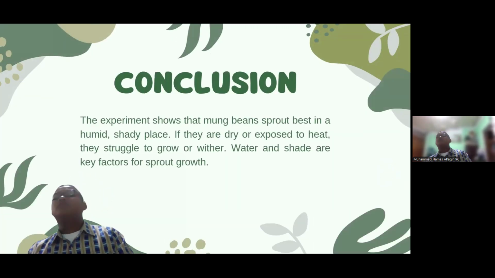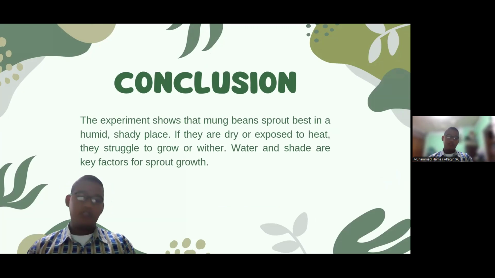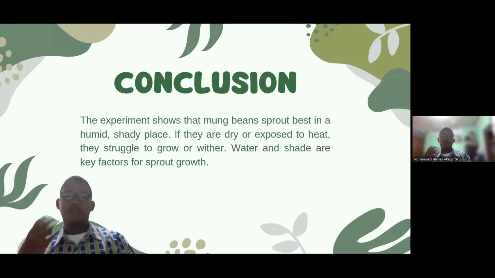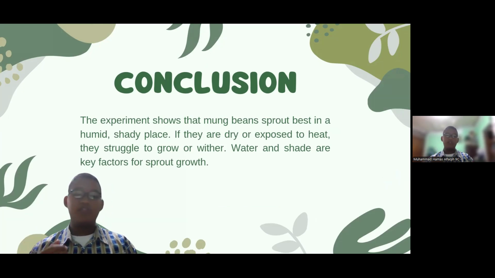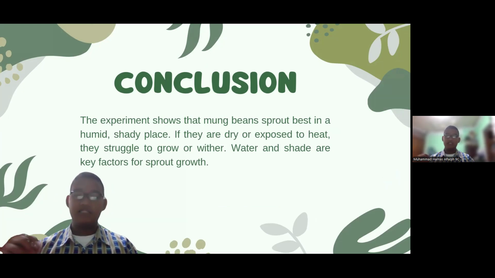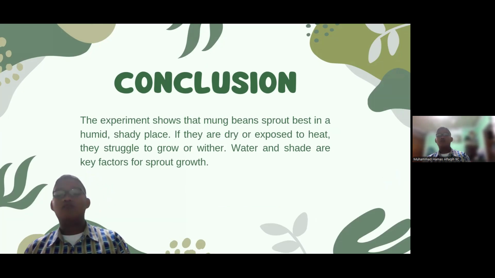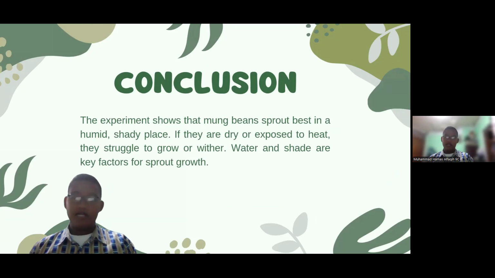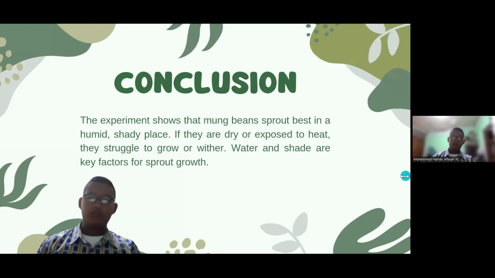So the conclusion of this experiment is the experiment shows that mung beans sprout best in a humid, shady place. If they are dry or exposed to heat, they struggle to grow or wither. Water and shade are key factors for sprout growth.